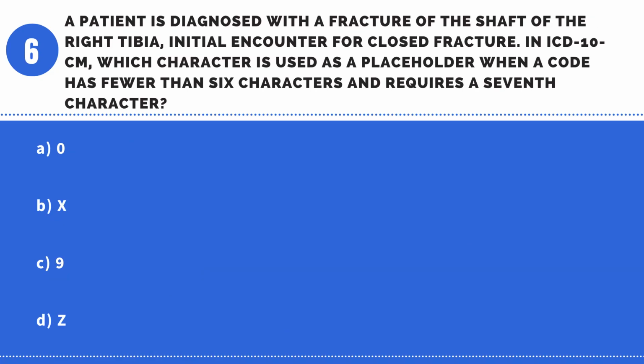Question 6. A patient is diagnosed with a fracture of the shaft of the right tibia, initial encounter for closed fracture. In ICD-10-CM, which character is used as a placeholder when a code has fewer than 6 characters and requires a 7th character? A. 0. B. X. C. 9. D. Z.